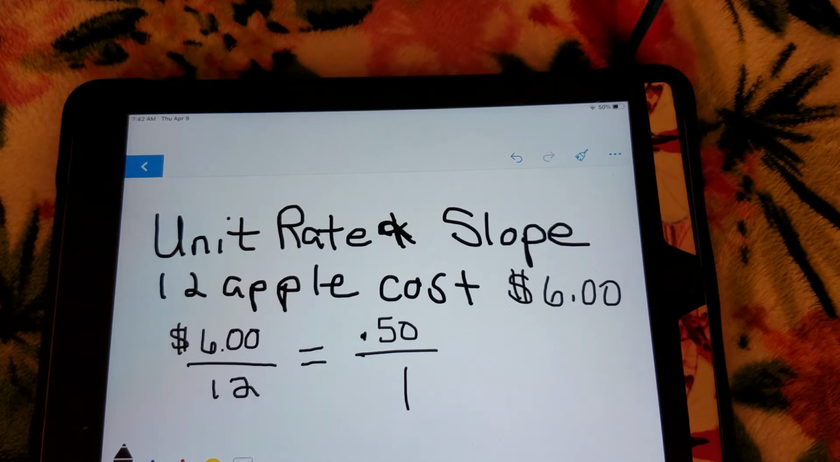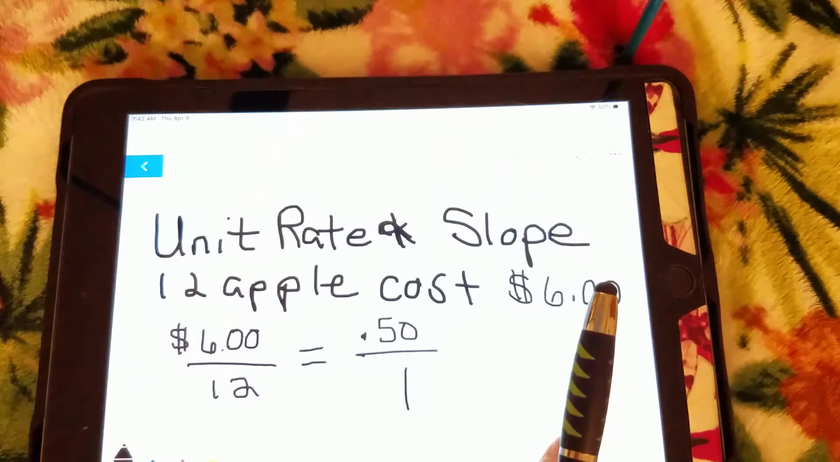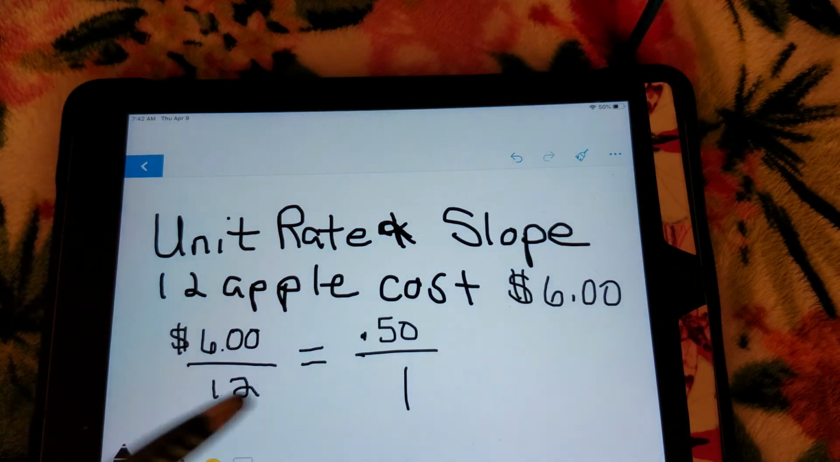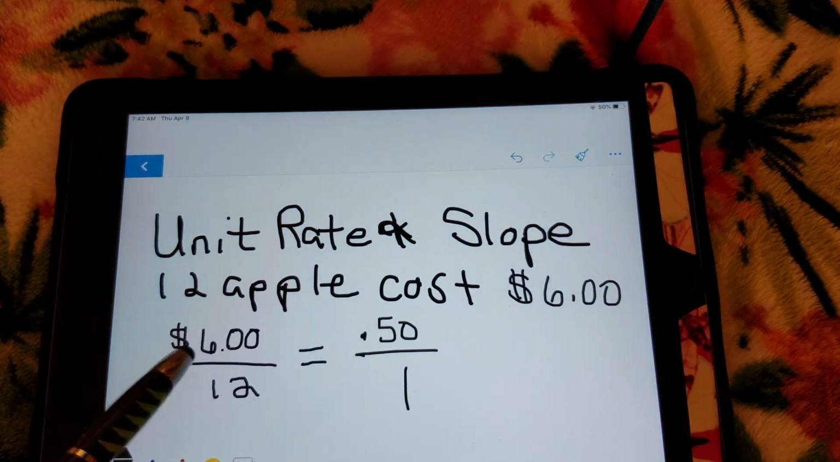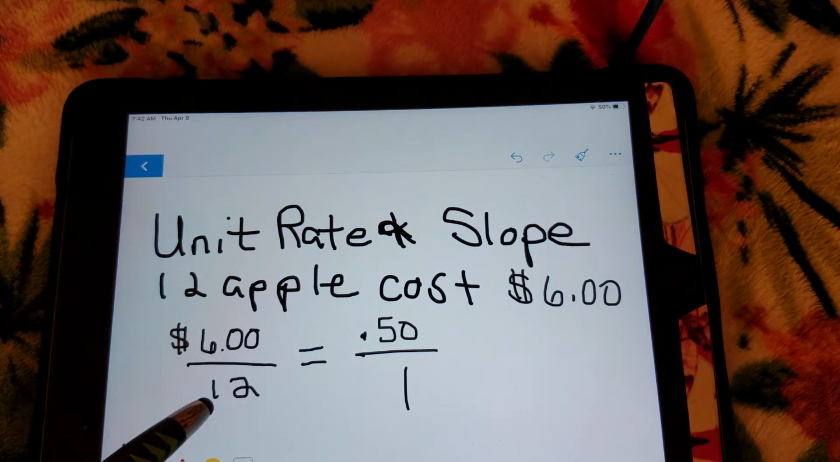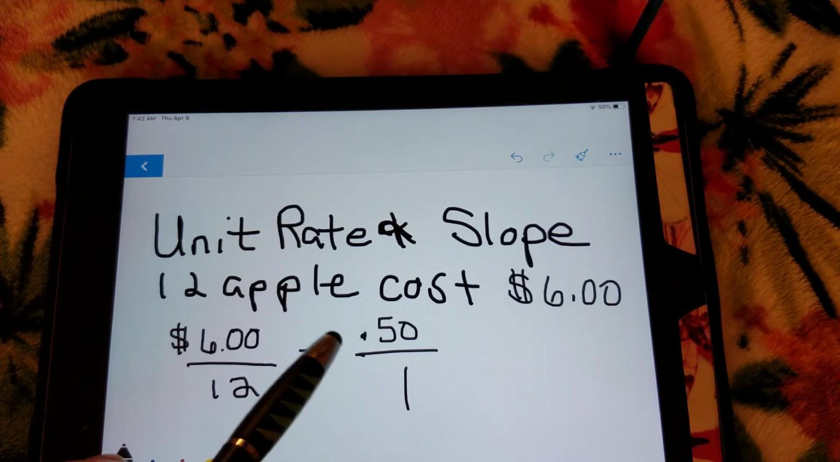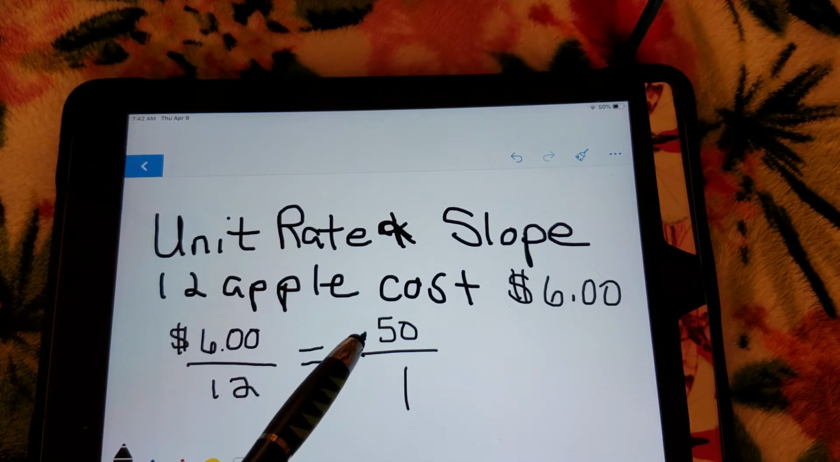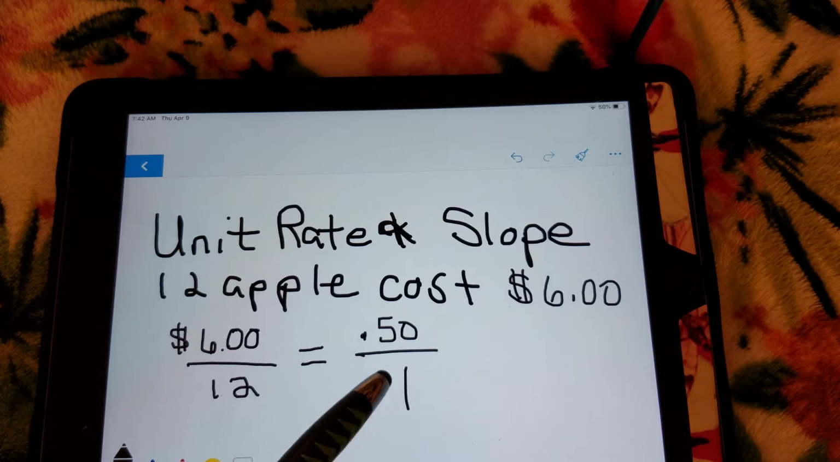Unit rate is getting it down to 1. For example, you have 12 apples that cost $6. How much is it for one apple? $6 divided by 12 is equal to 50 cents. So, 50 cents for one apple, 50 cents per unit.